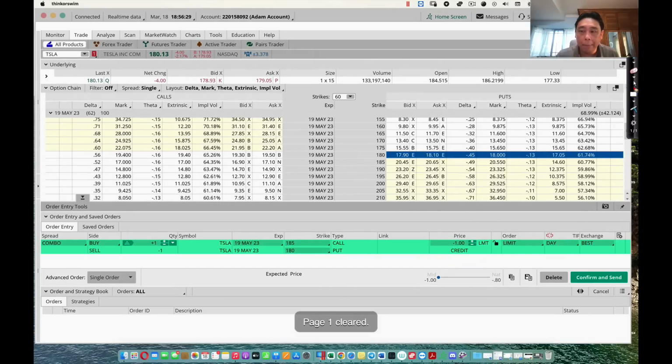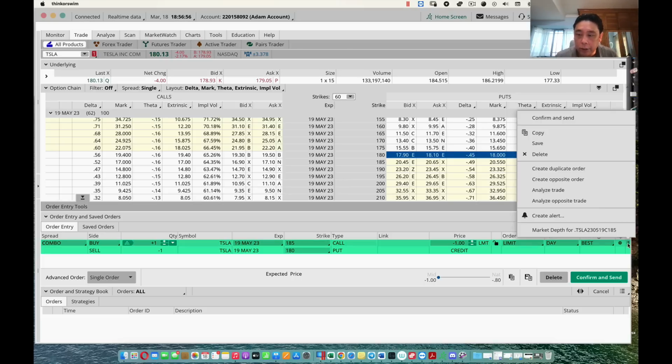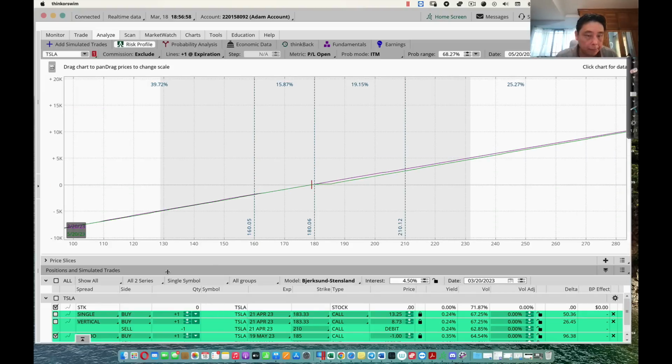Now, bear in mind that just because it is a zero cost trade and I'm being paid $100 doesn't mean it's a zero risk trade. No, there's still a risk, right? Why? Because a bullish synthetic spread has the same risk and reward as owning 100 shares. It's the exact same profit and loss as owning 100 shares. So let me show you what the profit and loss graph looks like. There we are.